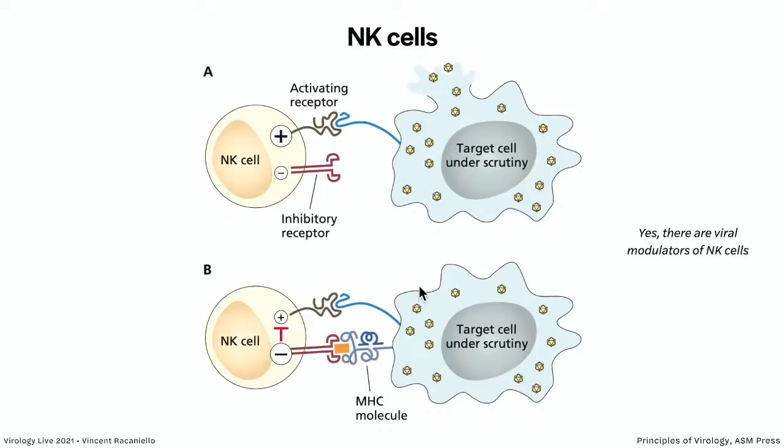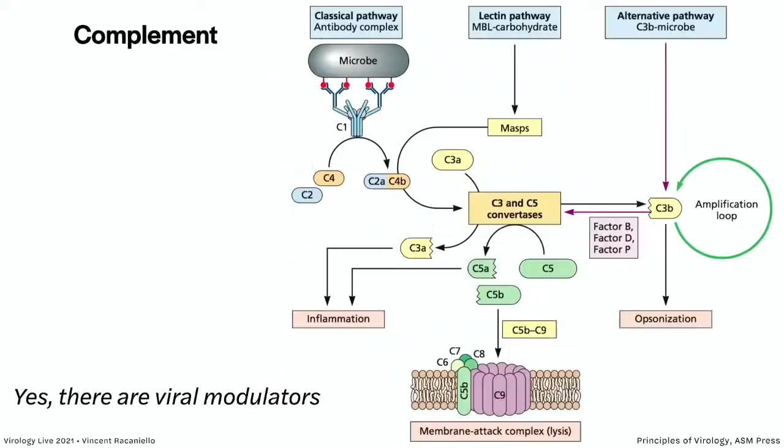Now you may ask, why is this MHC here? Well, not all viruses downregulate MHC. And some viruses actually put up their own mimic of an MHC to fool the NK receptor. So there are modulators of NK cells as well. And that's one of them, to put up a decoy of the MHC, which doesn't function as an MHC in the sense that it doesn't present a peptide, but it does inhibit NK cell killing.